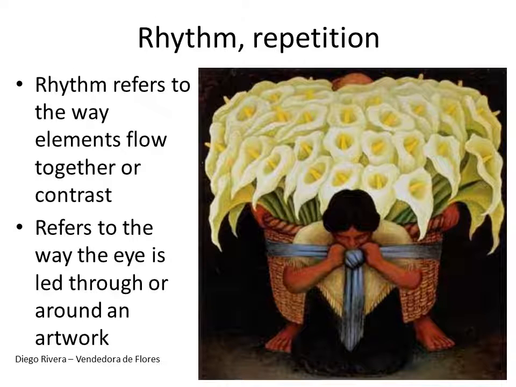Rhythm or repetition refers to the way elements flow together or contrast, and also to the way the eye is led through or around an artwork. What I'd like you to do is to pause the video and just look at this artwork and take notice of where your eye travels and what is the last thing that you notice in this artwork. And then reflect upon that process of why your eye traveled around the artwork the way it did and how that has created additional layers of meaning for you.